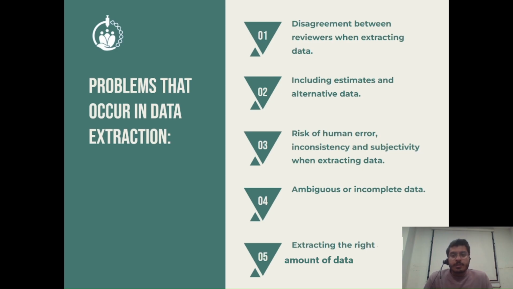The first is disagreement between reviewers when extracting data. And this is very common, right? Certain people might disagree between certain approaches towards extracting data, or maybe what a certain data set means, or how the way the data is represented is interpreted, right?